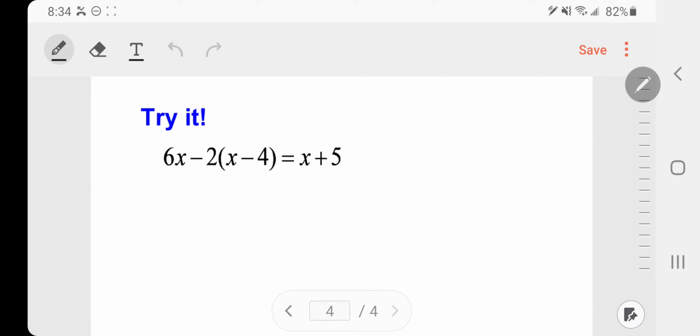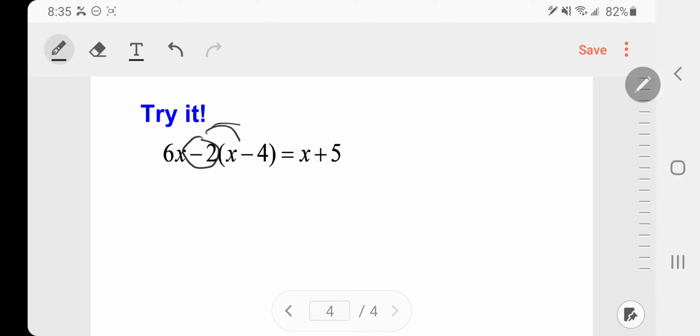All right, and we're going to do one more here. This one kind of combines pretty much everything together. So this one has both the distributive property and combining like terms. The first thing I want to do is look for my parentheses. I'm going to go ahead and distribute this negative 2 into the parentheses. So I get 6x. Negative 2 times x is negative 2x. Negative 2 times negative 4 is a positive 8. And then I have x plus 5 on the other side.